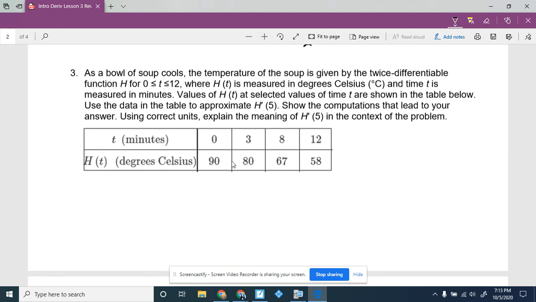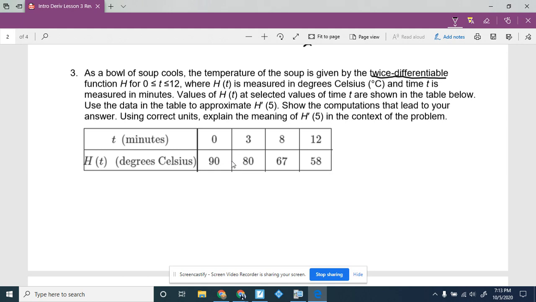Here's a typical AP question. They try and confuse you by writing a paragraph. All right, so let's just sift through all the nonsense and you'll see this is exactly like the first two questions. So it says, as a bowl of soup cools, the temperature of the soup is given by a twice differentiable function. All that means is it's a function that you can take the derivative of twice. All right, and it happens to be defined on the interval from 0 to 12. And that's what we have in the table here.